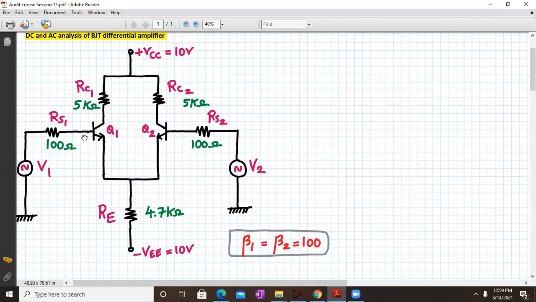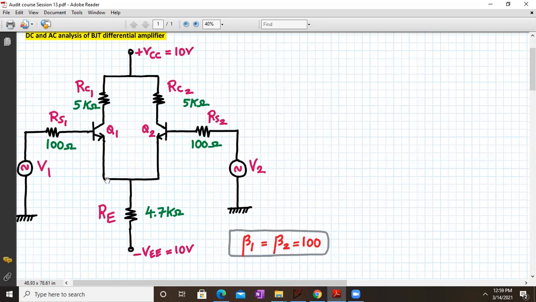So the circuit which you see in front of your screen is a BJT differential amplifier consisting of two transistors Q1 and Q2 along with their resistor values RS1 and RS2 as 100 ohms and RC1 RC2 as 5 kilo ohm. The value of RE is given as 4.7 kilo ohm and the circuit is powered with plus or minus 10 volts DC supply given over here.